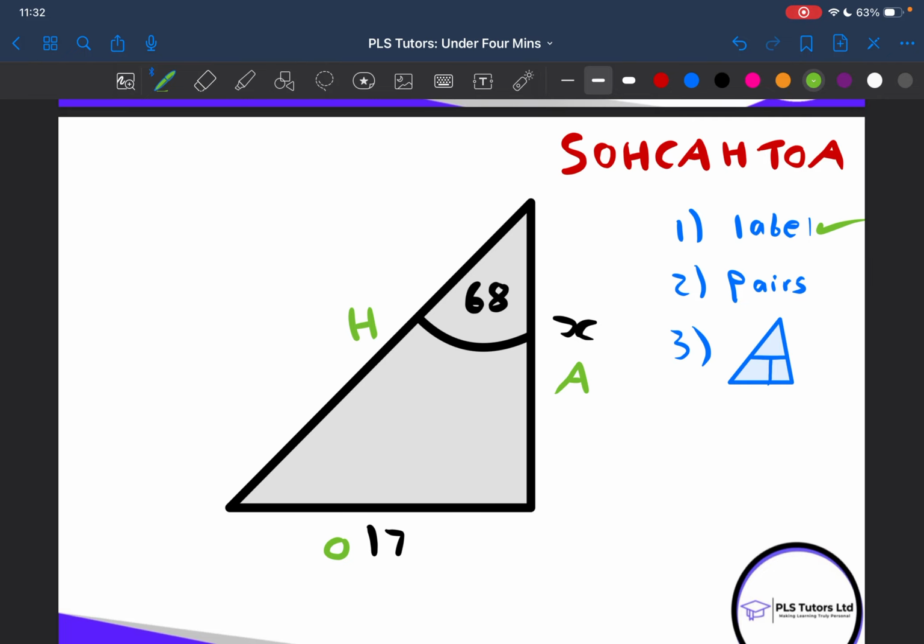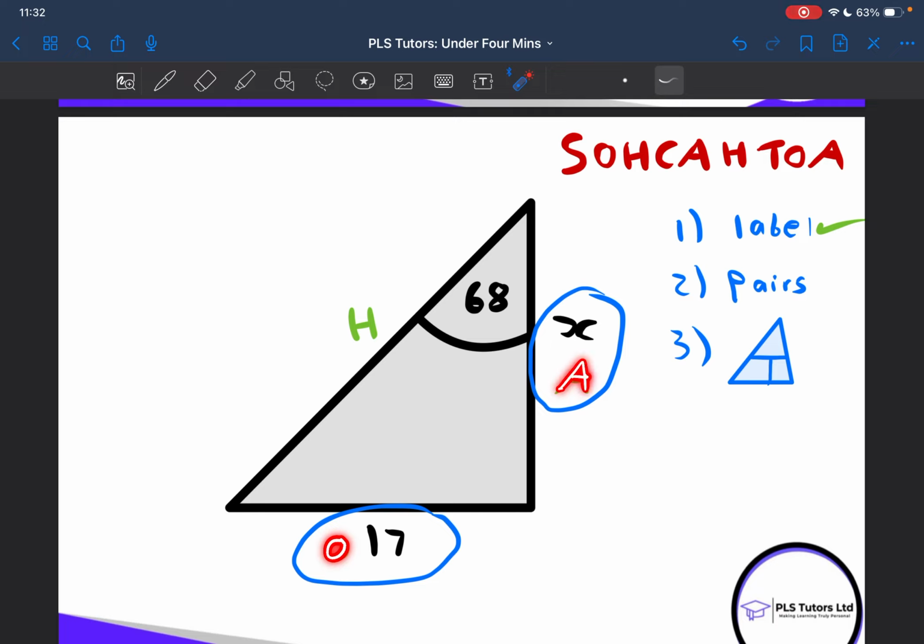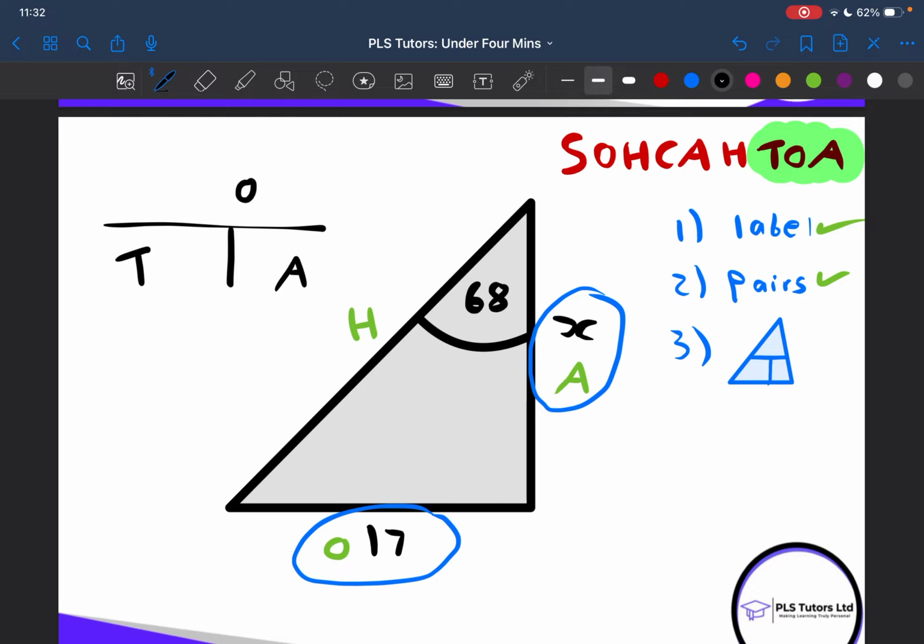What are our pairs this time? Well, we have X and A, we have O and 17. So we have O and A. So TOA, O and A is the one that we're using, TOA. So we're going to tick off that we've done number 2. And then we take TOA with the middle letter at the top and put it into an equation triangle.